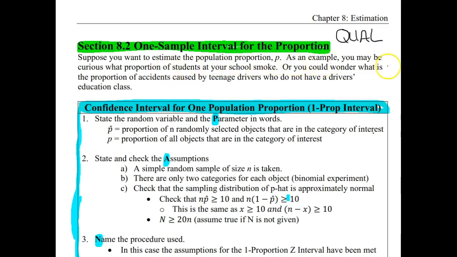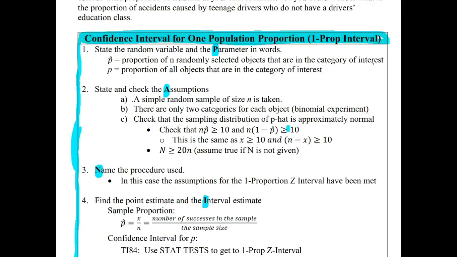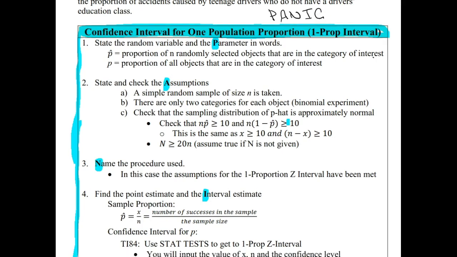As an example, you may be curious about what proportion of students at your school smoke, or you could wonder what is the proportion of accidents caused by teenage drivers who did not have a driver's education class, and so on. So in this case, we're looking at qualitative data, and we are going to be looking at the acronym PANIC, with some of the same letters that we saw in PHANTOMS and standing for those same things.